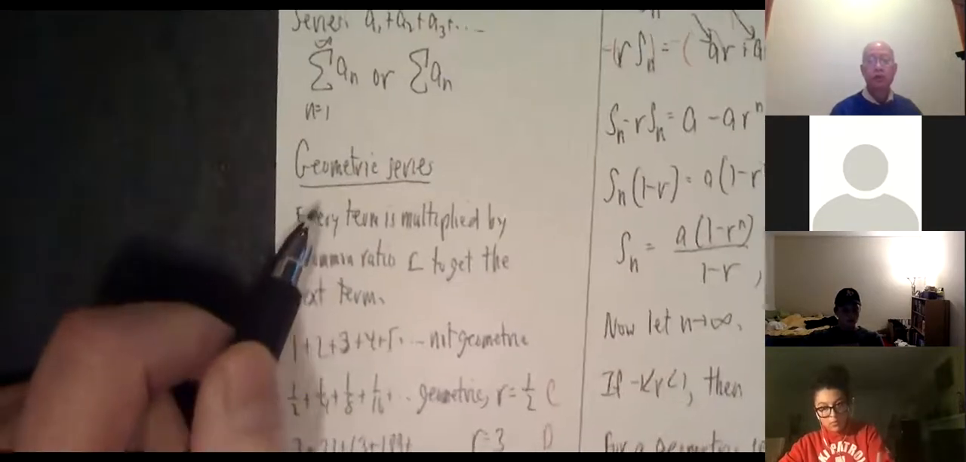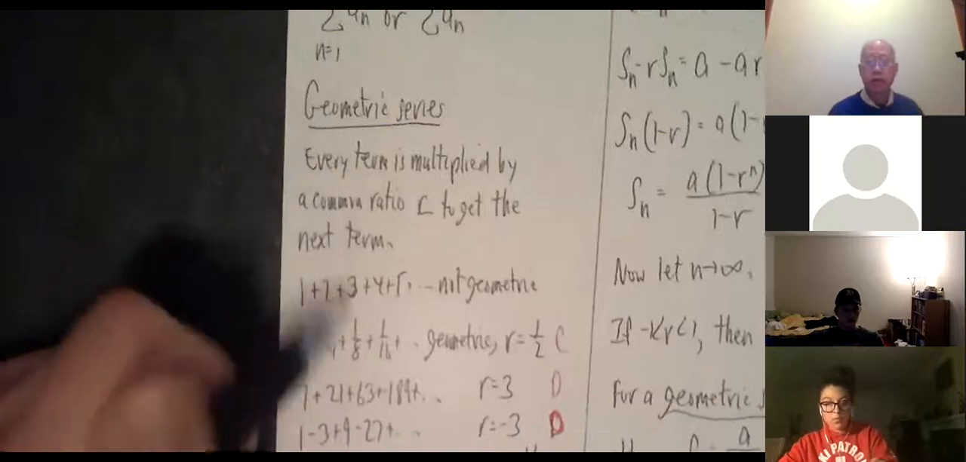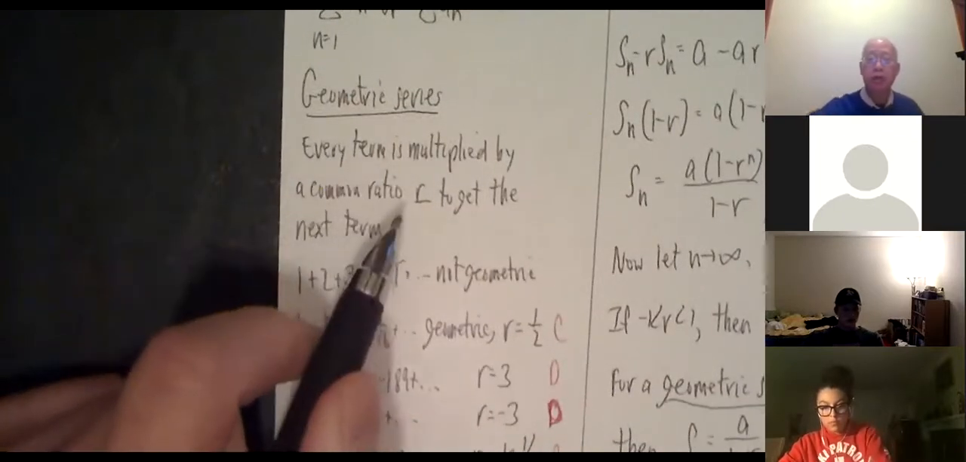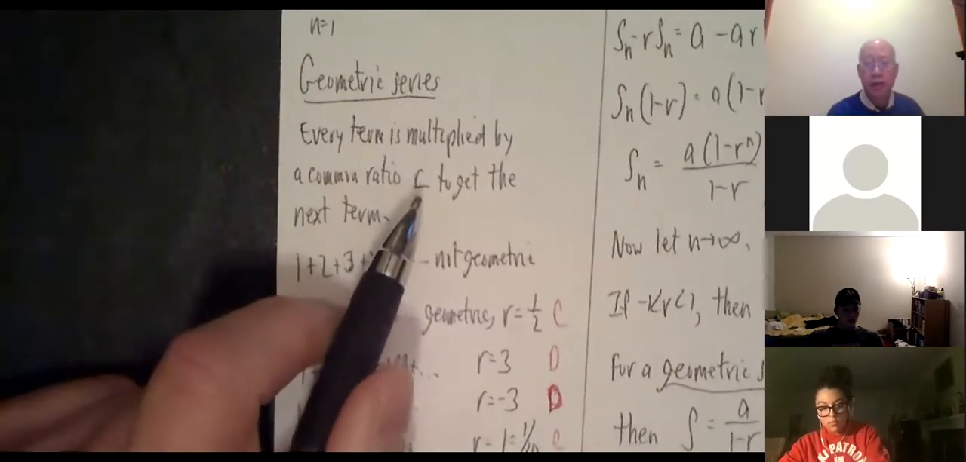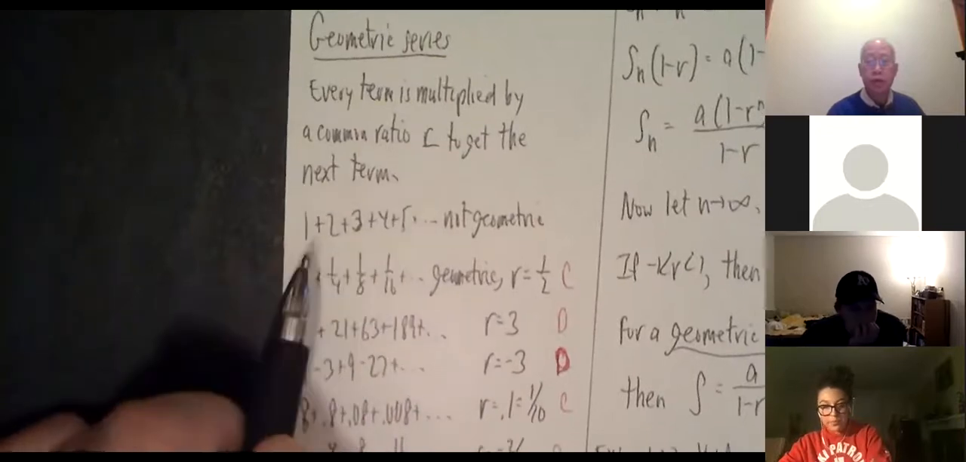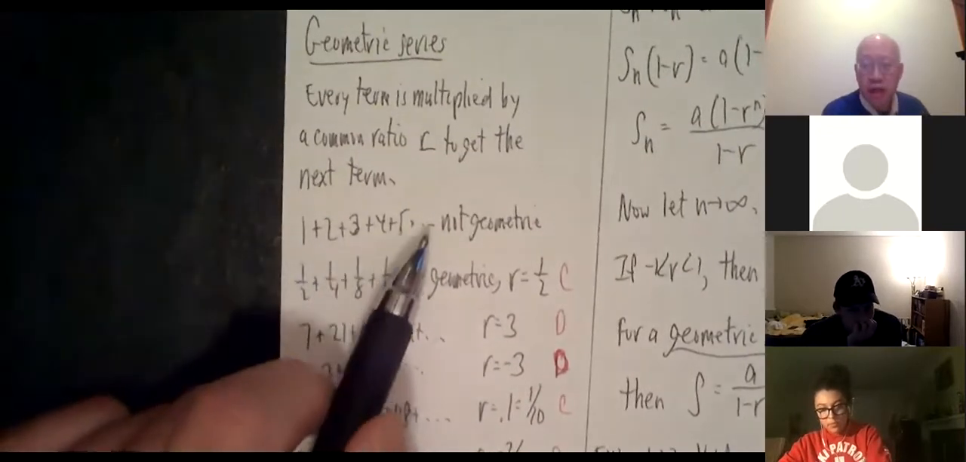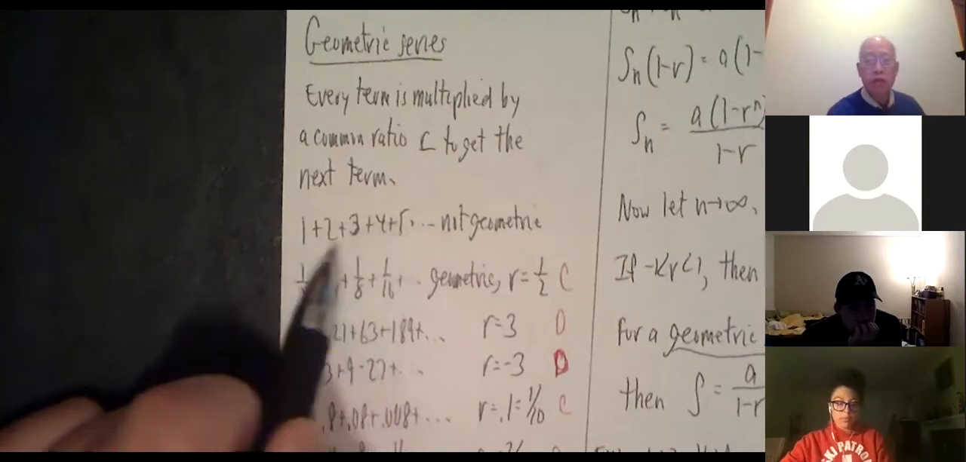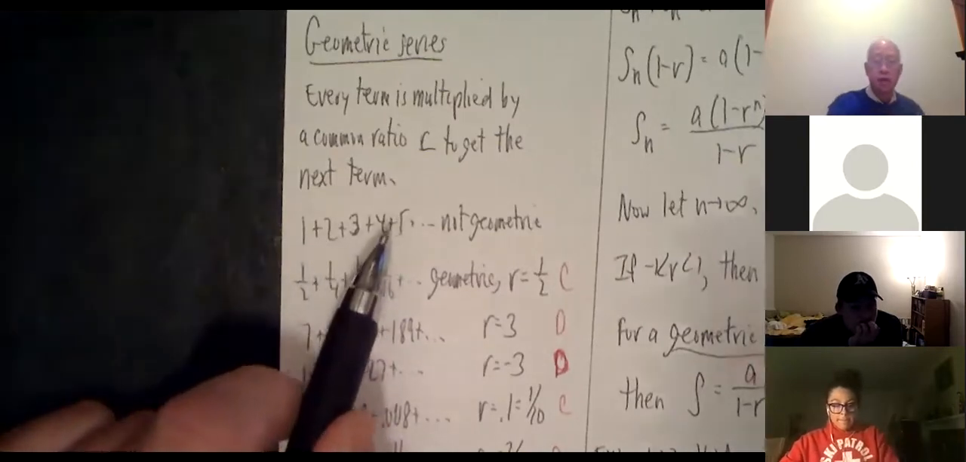One special series is something called a geometric series. In a geometric series, every term is multiplied by a common ratio that we call r in order to get the next term. So you keep multiplying by the same thing. This is an example of something which is not geometric: 1 plus 2 plus 3 plus 4 plus 5. That's not geometric. You don't keep multiplying by the same thing.